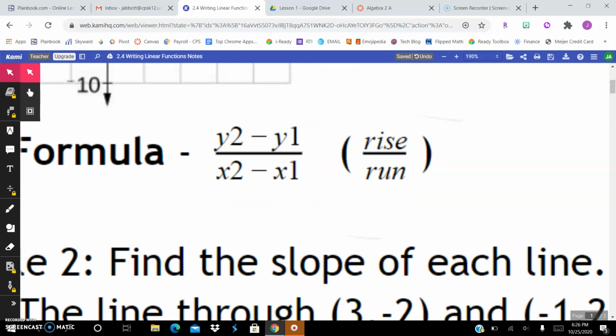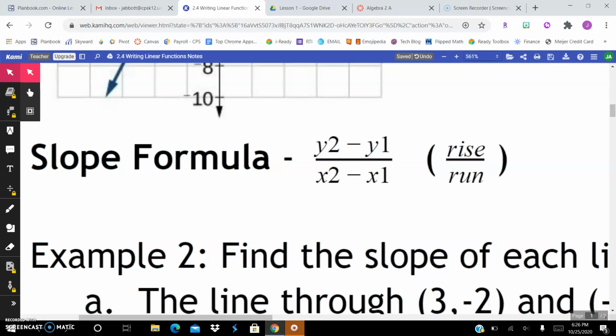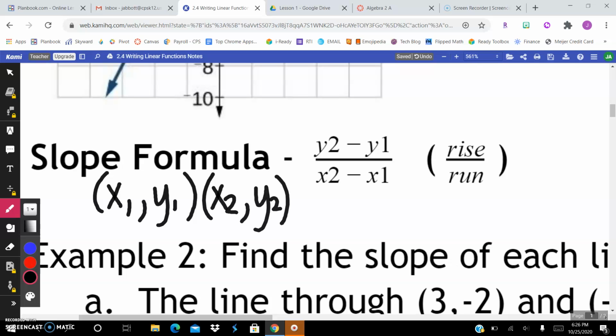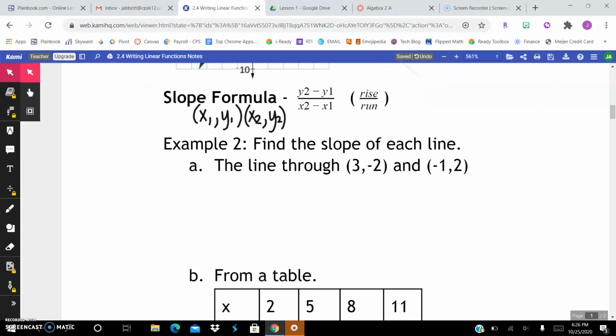Then we're going to review the slope formula, which is from 2 ordered pairs. You would have x1, y1. That would be your first ordered pair given. And then your second ordered pair would be x2, y2. So you're going to take y2 minus y1 on the top. And then at the bottom, you're going to take the x from the second point minus the x from the first point and simplify that down. And that will give you your slope, which is also your rise over run.